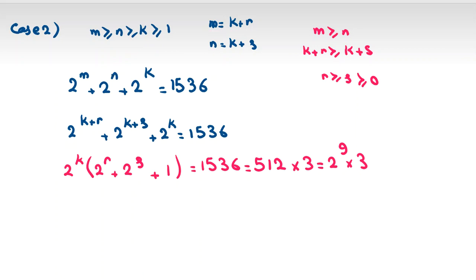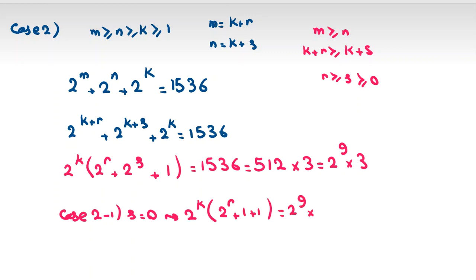Now, here I want to consider different cases. Let's consider whether s is 0 or not. Case 2.1: s equals 0. Then 2 to the k times (2 to the r plus 1 plus 1) equals 2 to the 9 times 3. Now again, I should consider two cases, r is 0 or not. Case 2.1.1: r is 0.